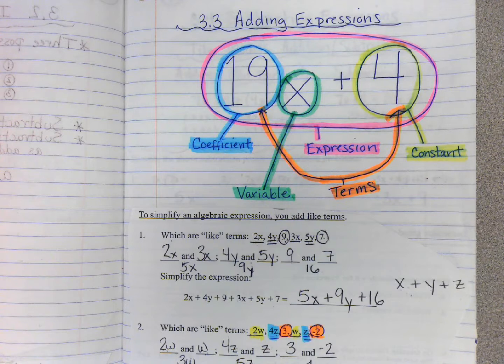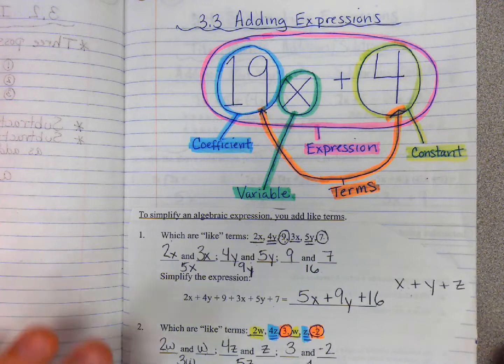So what we're going to look at today is adding our expressions and simplifying. We're going to do this song that you're going to hear a lot if you haven't heard it already: put the x's with the x's, the numbers with the numbers. And that's combining like terms, all right?